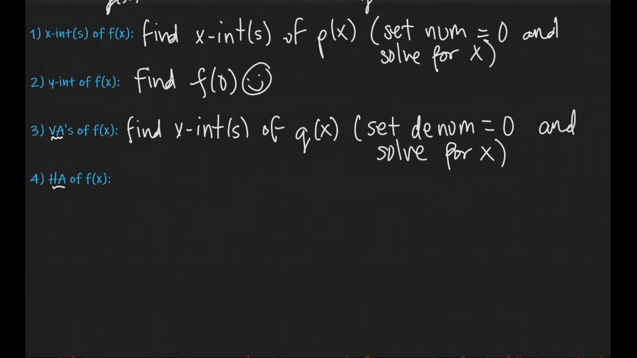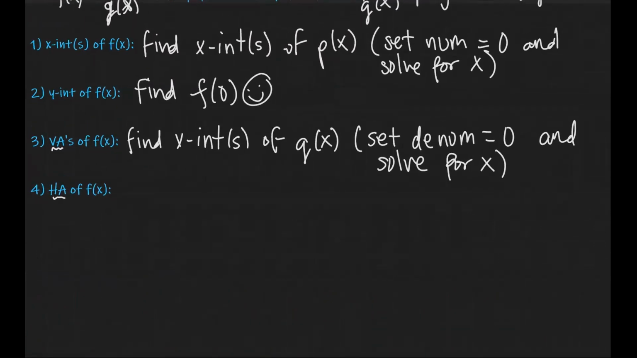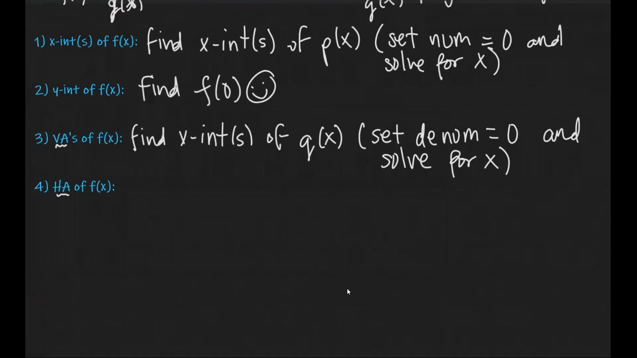We're only going to have either 0 or 1 horizontal asymptote. And there's actually more involved with the horizontal asymptote because we want to be able to find it for any rational function. So let's go ahead and talk about the rules.